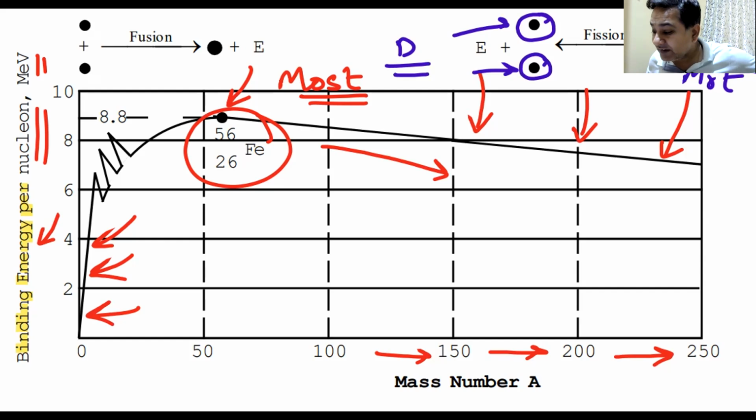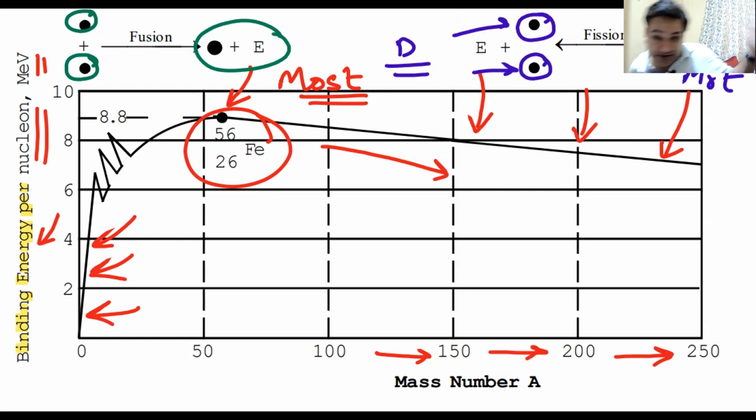You look on the left hand side. On the left hand side, what do you see? I use a different color, the green color. On the left hand side, what do you see? You see two smaller nuclei, fusion, combining to make a larger nucleus, because when the nuclei are very small, they are also unstable, so they want to become larger, because a larger nucleus is more stable. This is known as nuclear fusion. Do we understand this? Yes, sir.